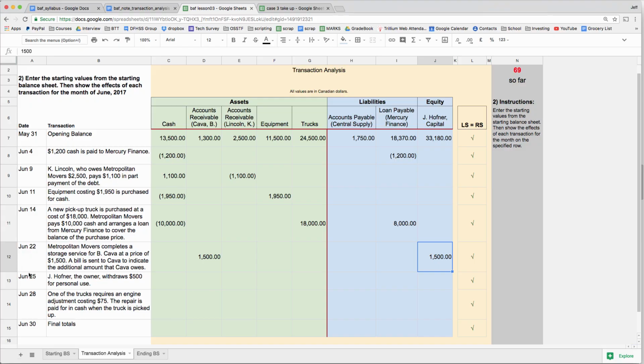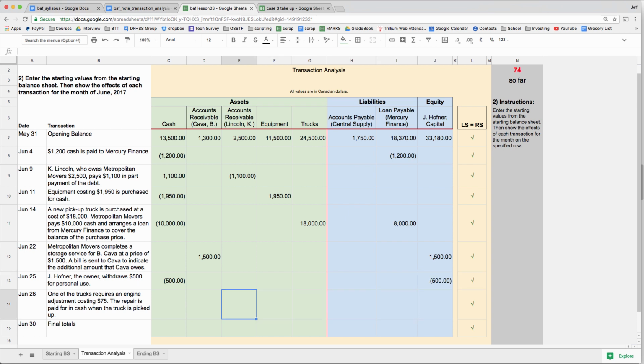So let's look at this one. June 25th. Hofner, the owner, takes out $500 for personal use. Well, business accounts are affected when this happens, right? Because the business has less cash. The owner took it out. I mean, it is the owner's money legally, right? The owner can do that. But it's not a business cost. So we lower our equity, and certainly we have less cash in the business. There's less wealth in the business, so you have to take that money out.